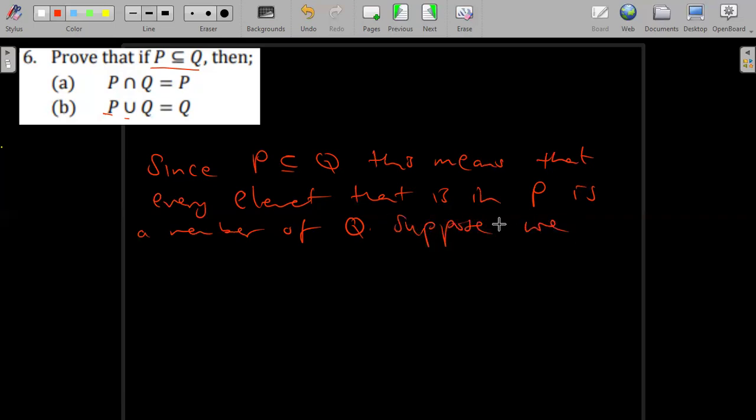we let an arbitrary element, it can be any value, X, be a member of the set P. So this is just any element. So by definition of what the statement is made, if it's in P, then X also has to be in Q.